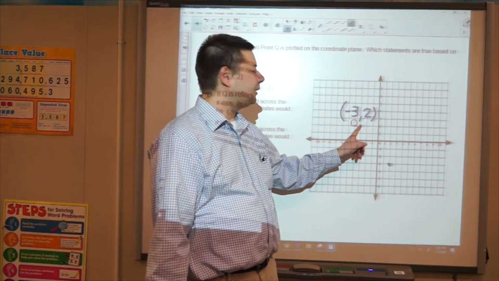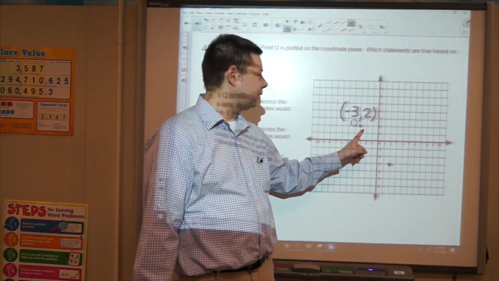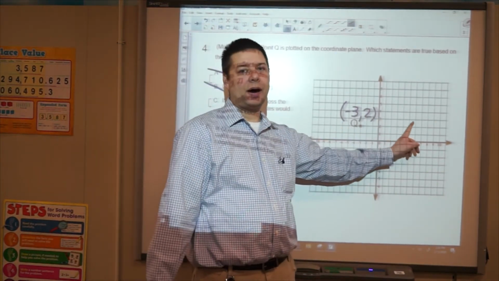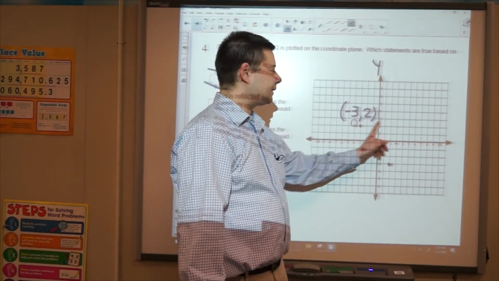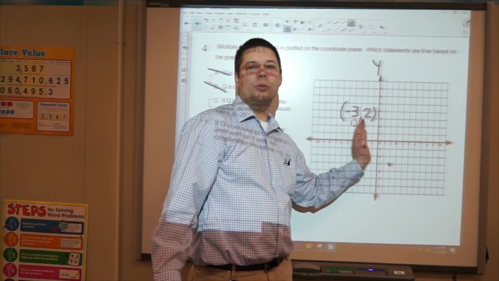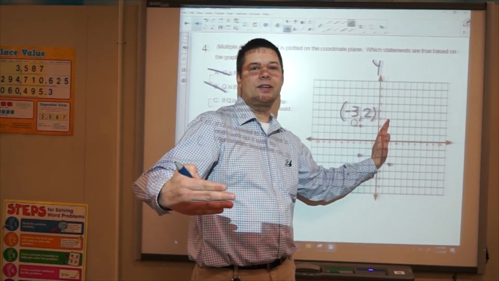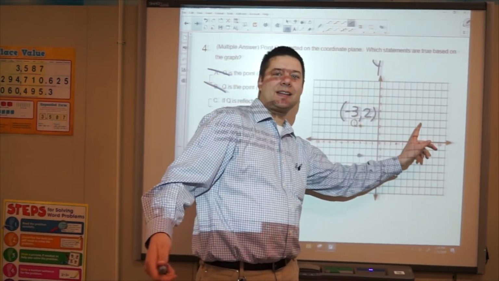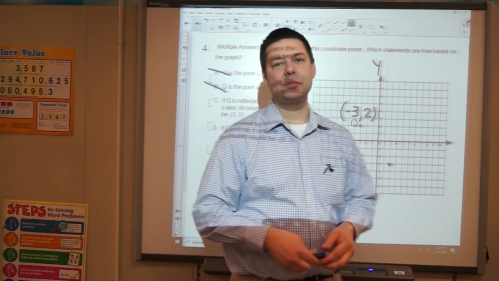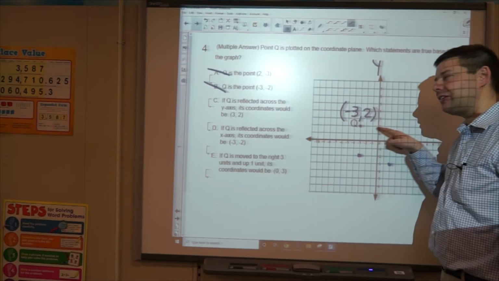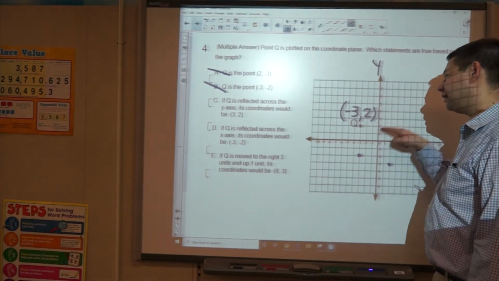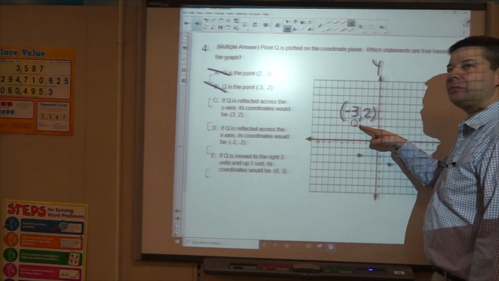So if you look at point Q, we can reflect point Q across the y-axis. Remember, this is our y-axis there. If I reflect it across, it's going to be the same distance away from the y-axis on this side as it would be on that side. It's a complete reflection, like it's looking in a mirror. So it would stay on the same y value if I reflect it across, but it would not be on the same x value.